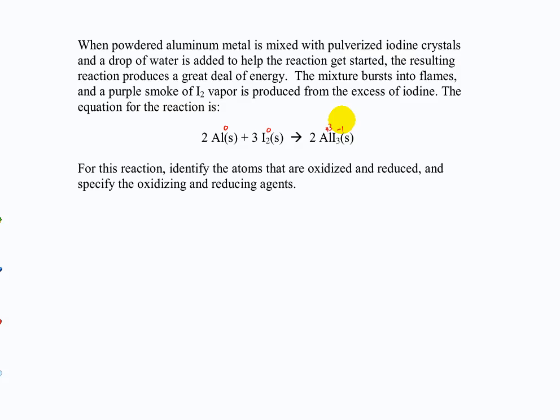So what is being oxidized? Aluminum. Right. What's being reduced? Iodine. And what's the oxidizing agent? The iodine. And what's the reducing agent? Aluminum. Great. So that's how these things work.